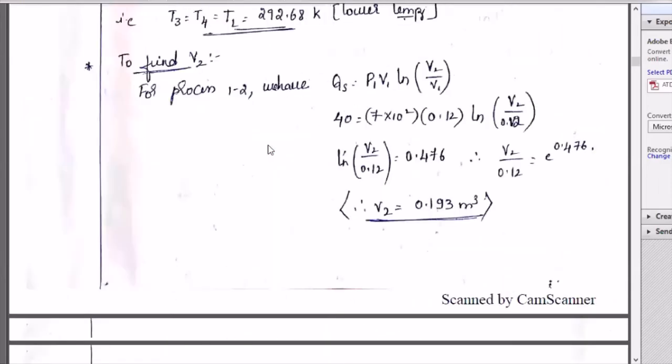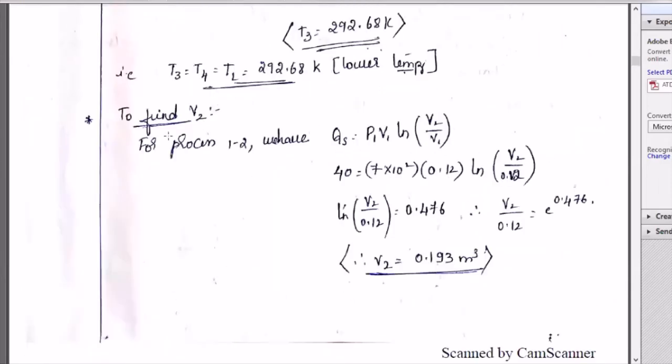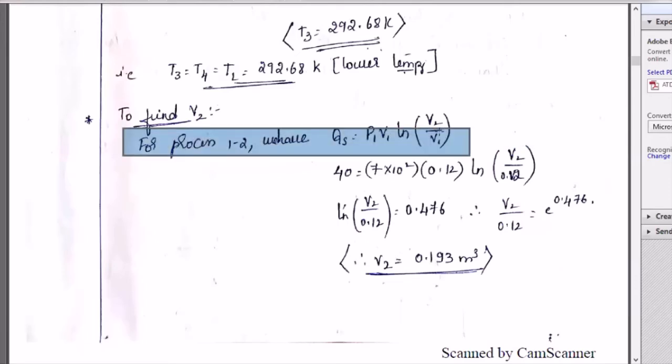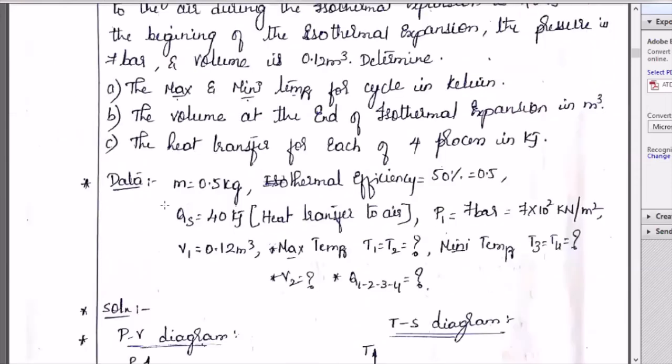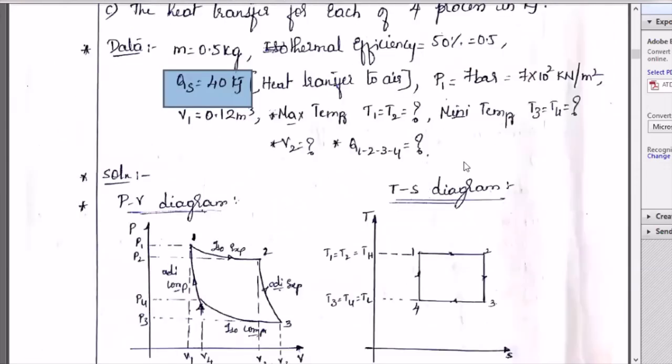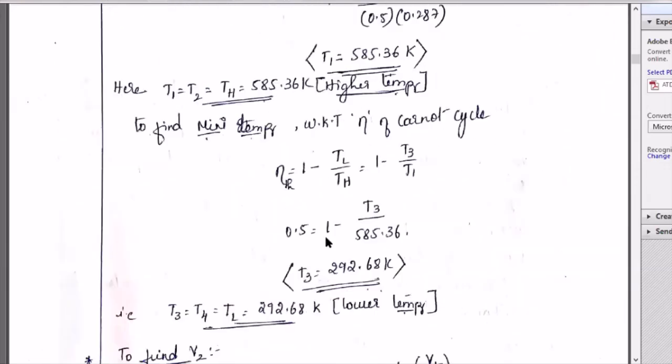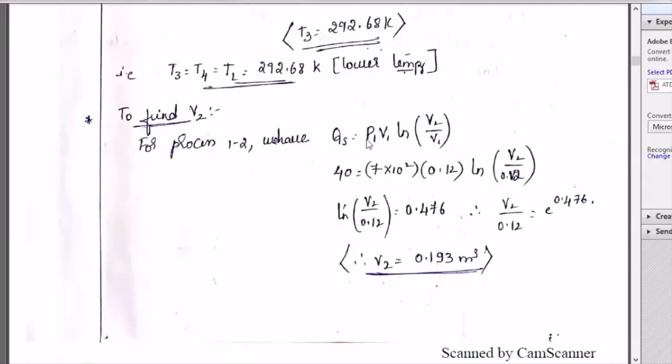I will go for the first process, 1 to 2. The formula of the 1 to 2 process is Qs equal to work done. The amount of heat supplied is equal to the amount of work done, P1 V1 ln of V2 by V1. Qs is given in the problem as 40 kilojoule. That is substituted here: 40 kilojoule is equal to P1, which is given as 7 bar.